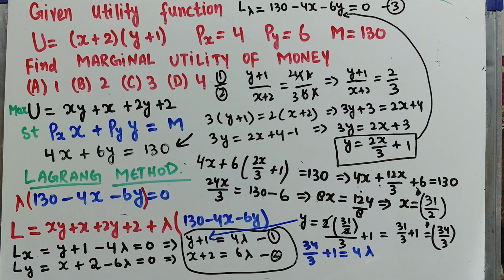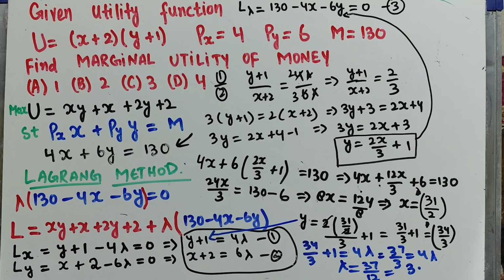Okay, so this becomes 34 plus 3, it becomes, let me see if I have done it correctly or not. Correctly, 34 upon 3, so we have 34, 35, 36, 37, 37 upon 3. Okay, so 37 upon 3 is equal to 4 lambda, or lambda will be equal to 37 divided by 4, 4 3s are 12, so it comes out to be 3 point something.